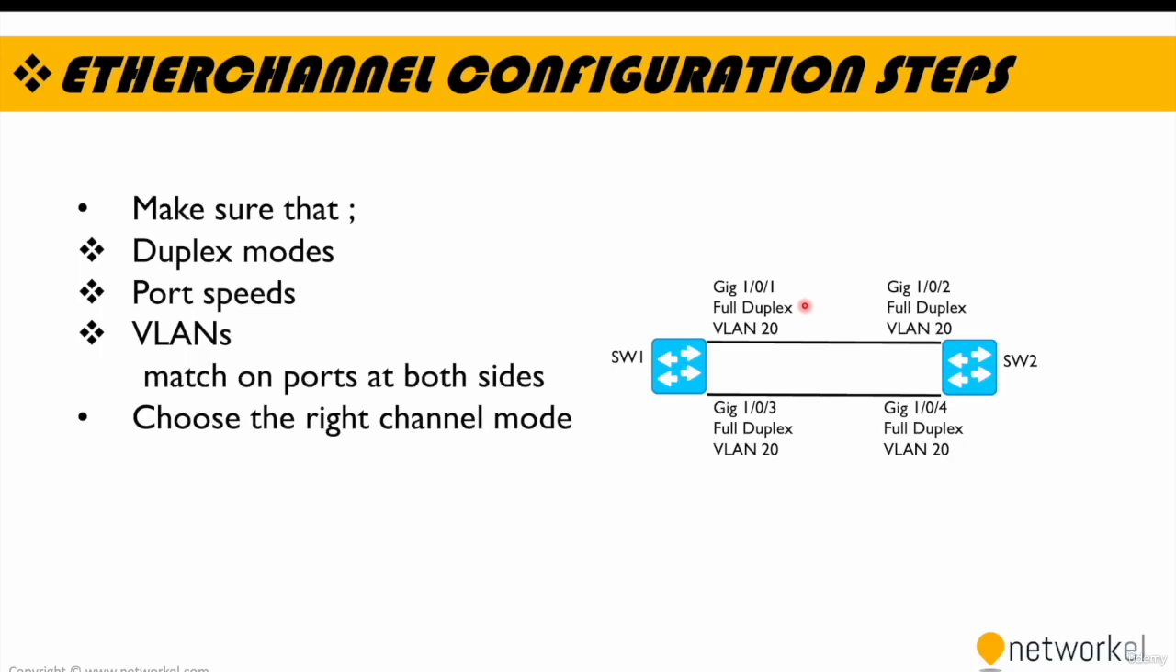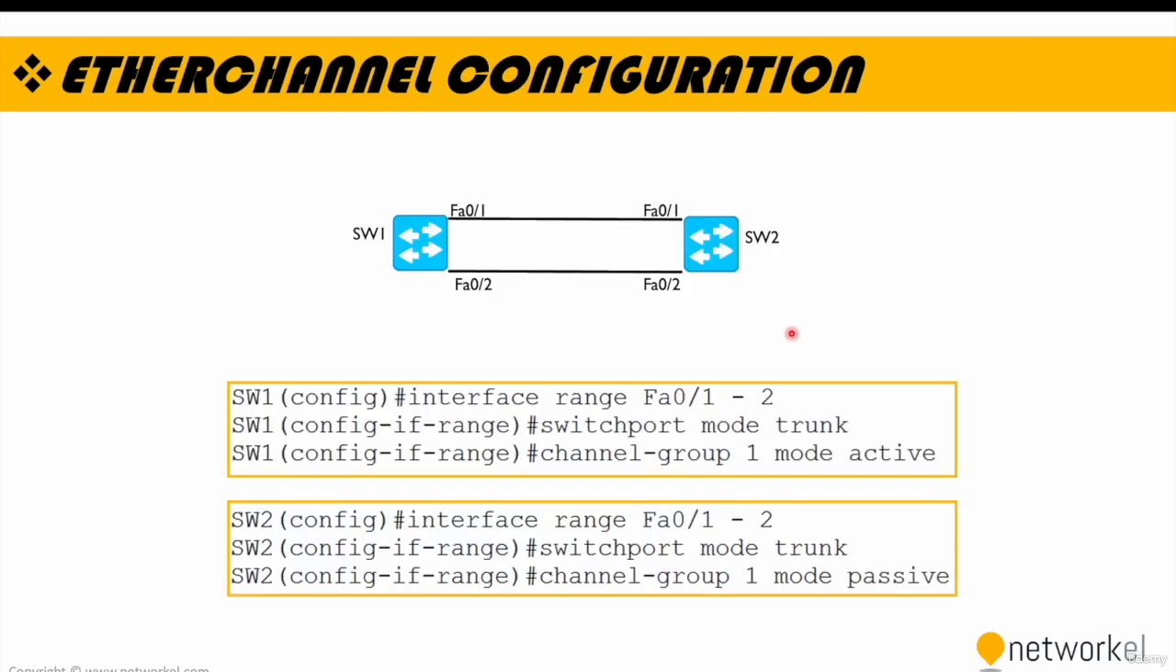Or if this is full duplex and the other side is half duplex, it will fail again. The same applies to the VLAN IDs. If this port belongs to VLAN 20 and the other port is VLAN 30, then it will fail to establish the Etherchannel once again.